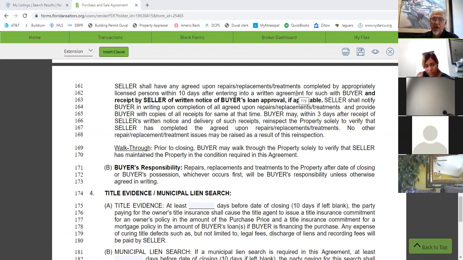Okay, so that means if it's not a cash deal and there has to be a loan approval, the seller does not have to do any repairs until the loan is approved. And you have to give him written notice of the loan approval. So he's going to sit there and wait because he doesn't want to spend money on your repairs if he's got another buyer coming in who's going to want different repairs. Or he may be able to not negotiate such a bad deal with another buyer.